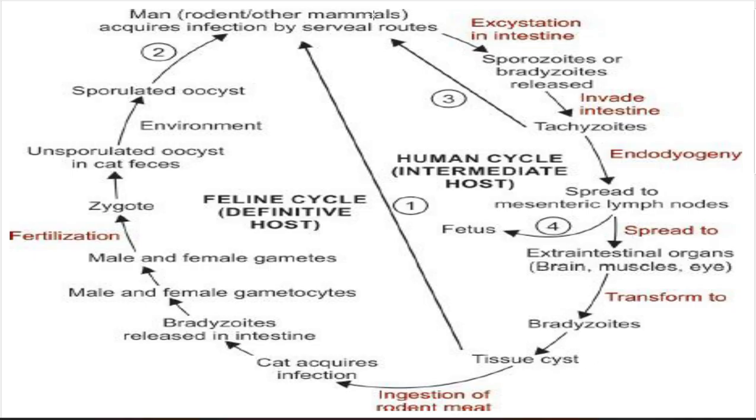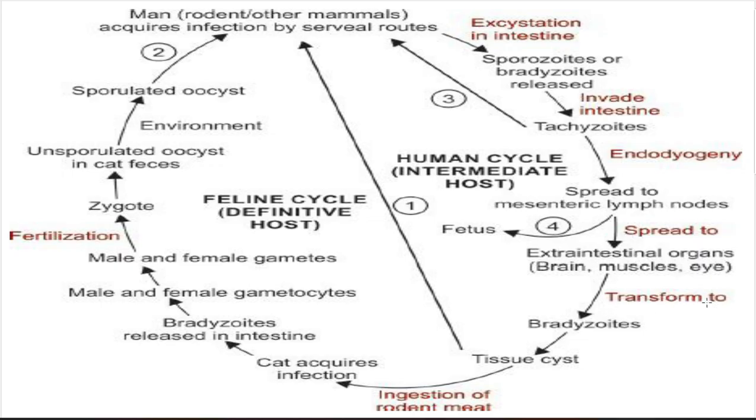Now we will see the life cycle. Man acquires infection by several routes. Excystation in the intestine happens. Here sporozoites or bradyzoites are released, then invade the intestine and release tachyzoites. Here endodyogeny happens, it spreads to mesenteric lymph nodes, and from here directly from mother to fetus. Then it spreads to extraintestinal organs like brain, muscles or eye.